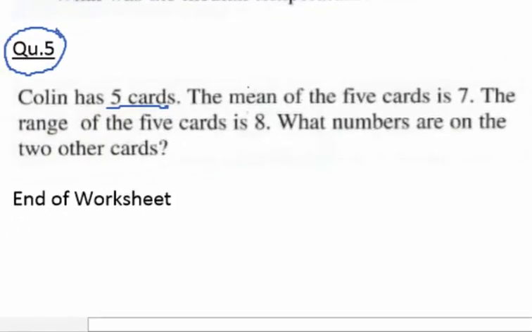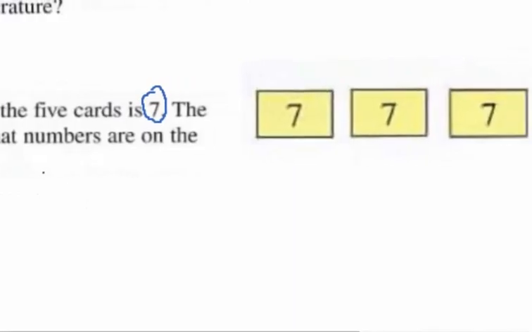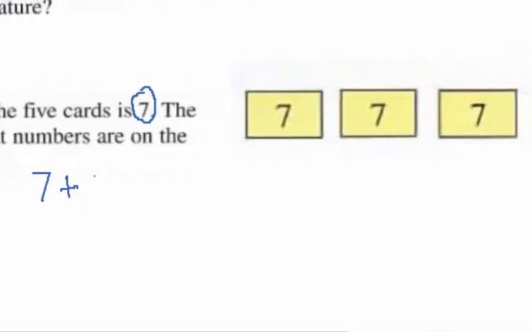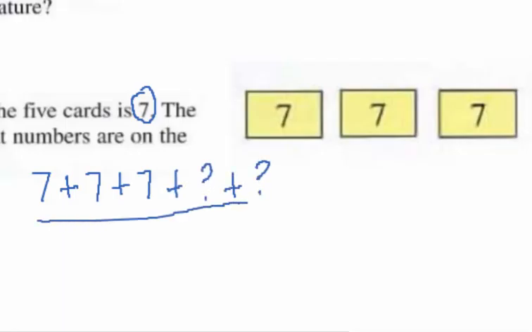We're told that the mean of the cards is 7. Now that means if we add up all the numbers for all 5 cards and take the average by dividing by 5, we should end up with 7. So we should end up with something like this: 7 plus 7 plus 7 plus our unknown plus another unknown, all over 5, the average has to be 7. So that's one clue that we've got.